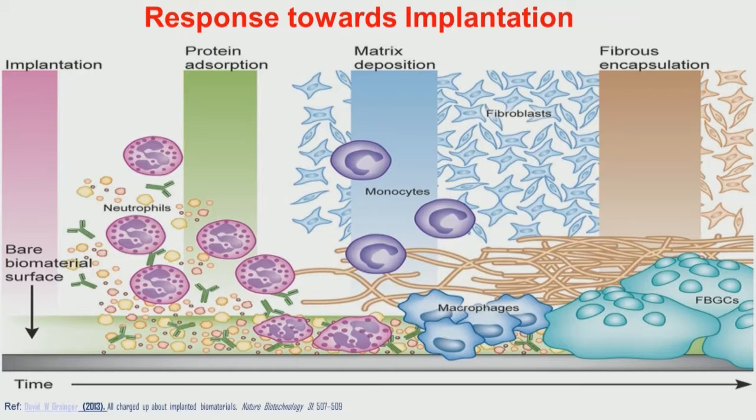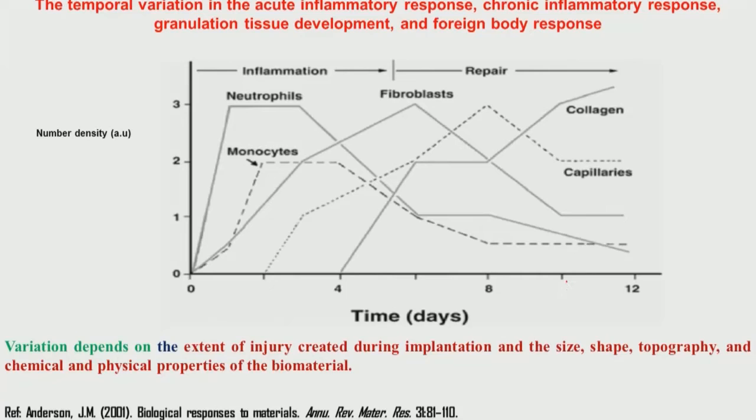encapsulation. And along this time scale, just before the fibrous encapsulation is matured, foreign body giant cell activity also becomes prominent, as well as that of macrophages. So, this entire thing takes place over a period of 3 to 4 weeks. So, this is the time of post implantation.